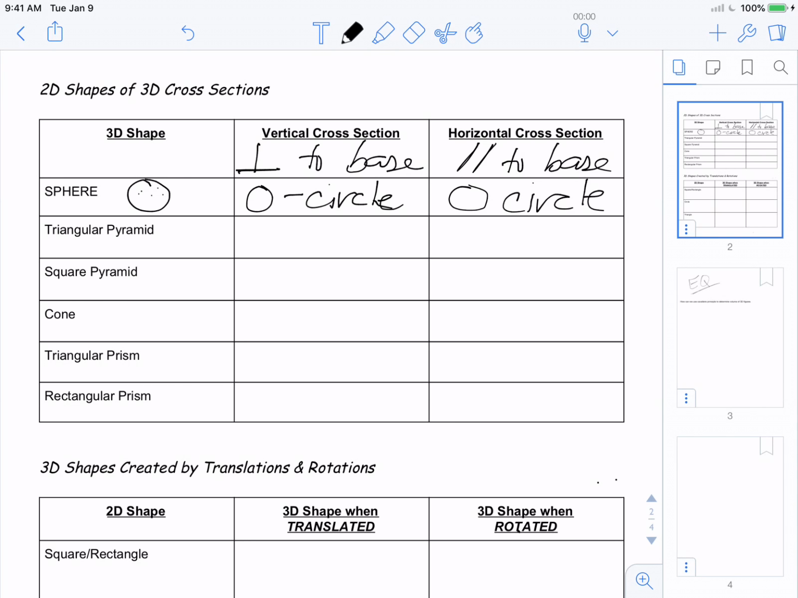Next thing is a triangular pyramid. Looking back at your definition of triangular pyramids, that is triangles for sides, triangle for base. Since it's triangles all around, either way you cut it, you're going to have triangles.